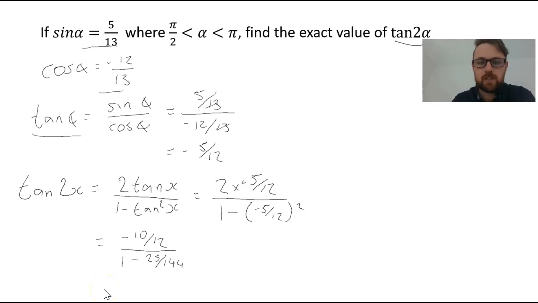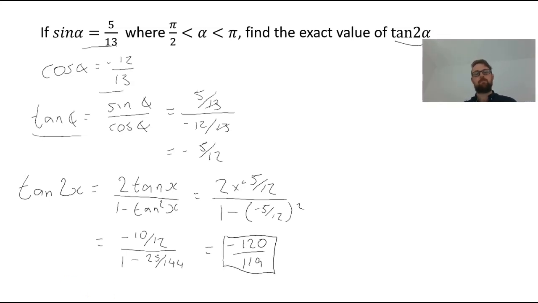Now, we could solve this step by step, but I'm just going to save a little bit of time and put it in the calculator. We end up with negative 120 over 119. And that's the answer to our question here, so tan 2x, from what we were given. So it's a bit of a lengthy process, but we used what we were given and some previous knowledge as well.